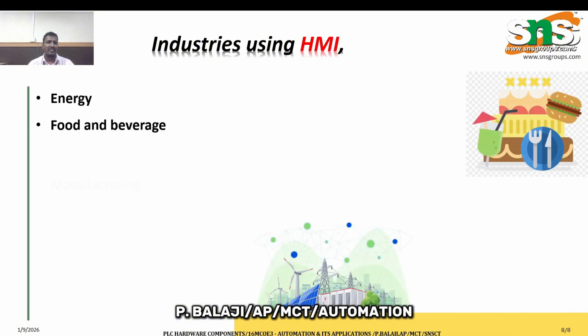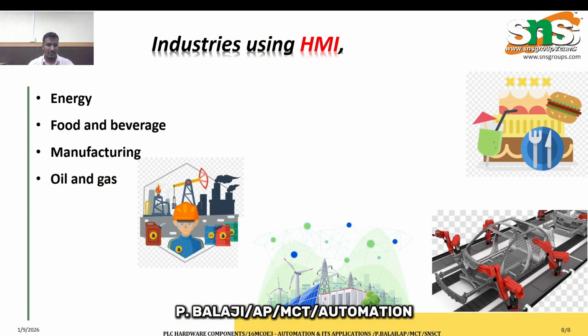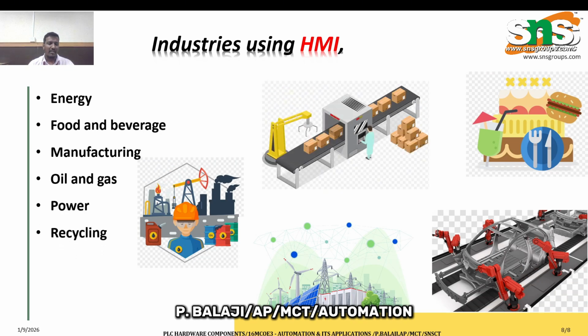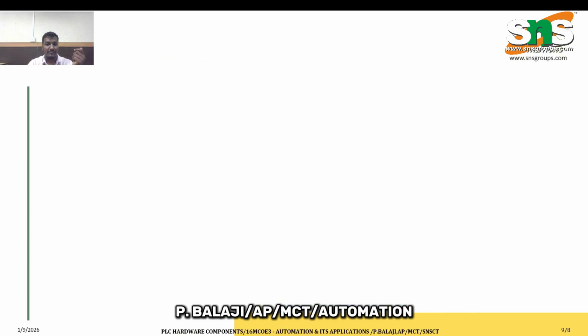So what industries are using HMI? Energy industries, food and beverage, manufacturing industries, oil and gas industries, power and recycling industries, transportation industries, and water management industries. Those industries are using it. In HMI, we are going to control all those things by using some kind of system screen, and by giving signals through the system screen, we can control all those kinds of industry operations. Okay, so you can see on our screen what industries are using HMI.